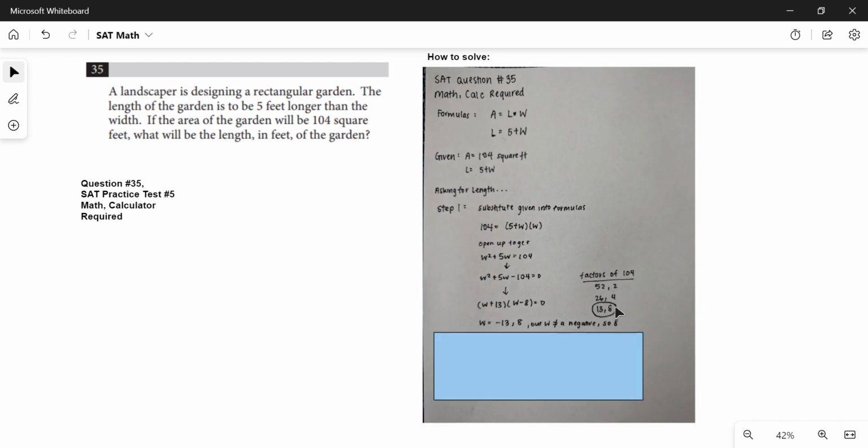Then you find the zeros of the function. So when W equals negative 13, the whole equation becomes 0, satisfying it. Then when W equals 8, or the width equals 8, it once again satisfies the whole equation. But we know, since it's a landscaper designing a rectangular garden, and this is more of a real-world problem, our width is not going to be negative. So we can rule out negative 13 as a width. So we're left with a width of 8.